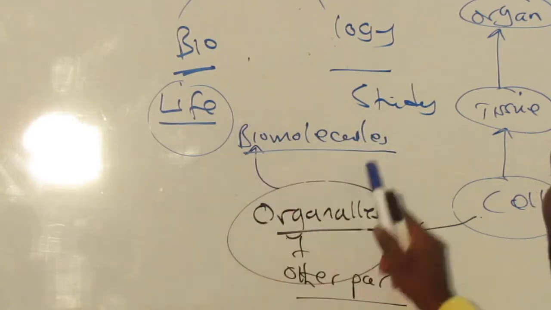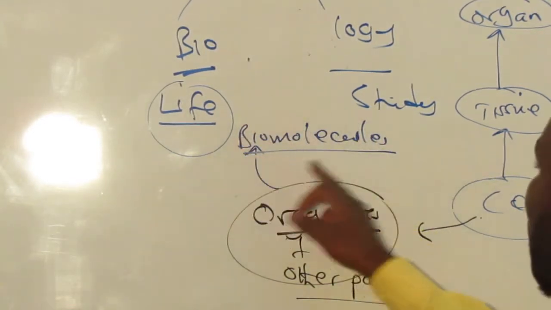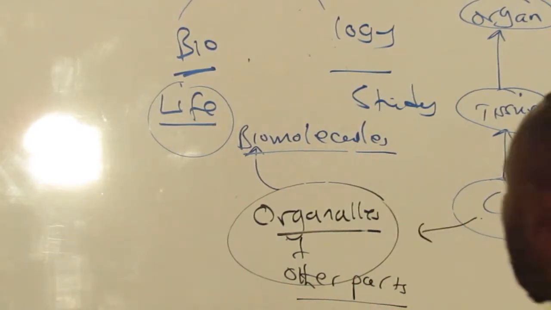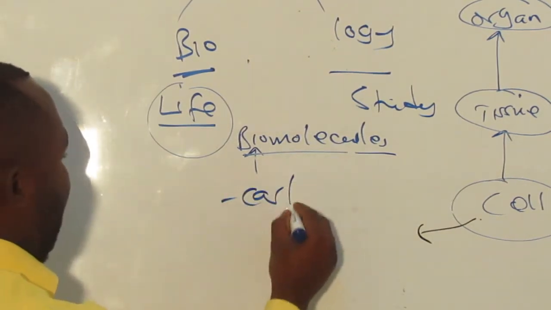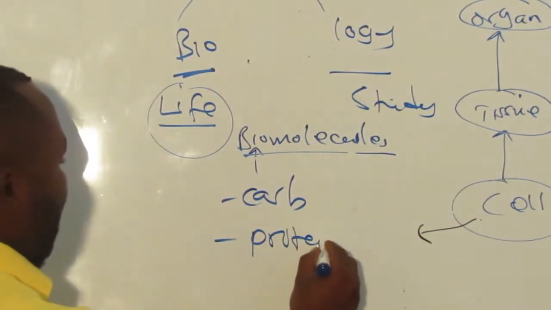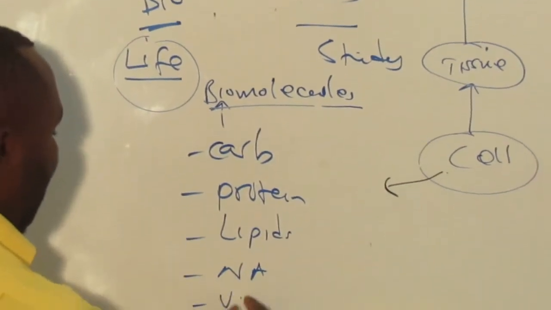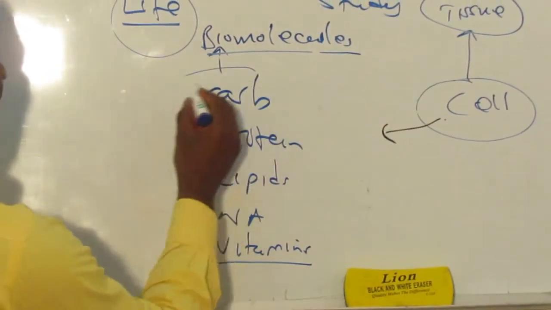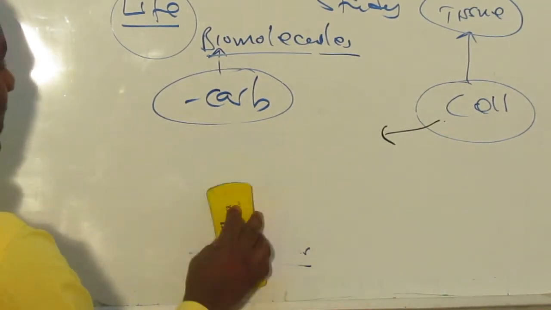So these biomolecules, we need to learn about this, and I told you in the introduction, today our major concern is biomolecules, and under biomolecules, we have different kinds of biomolecules. We have carbohydrates, we have proteins, we have lipids, we have nucleic acids, we even have vitamins. In this lecture, we shall focus on carbohydrates. So what are carbohydrates?